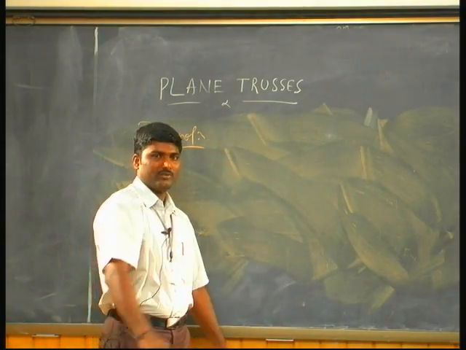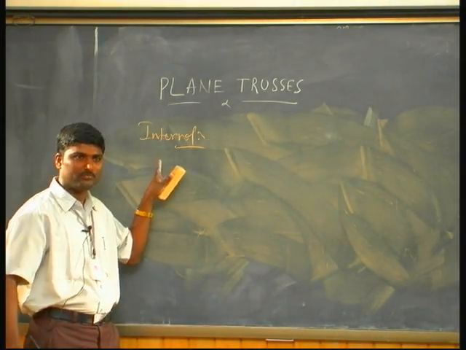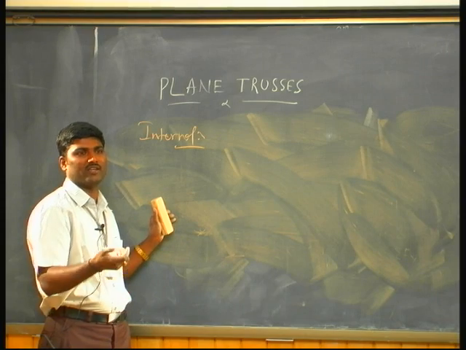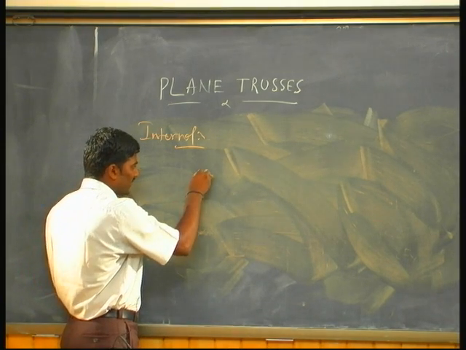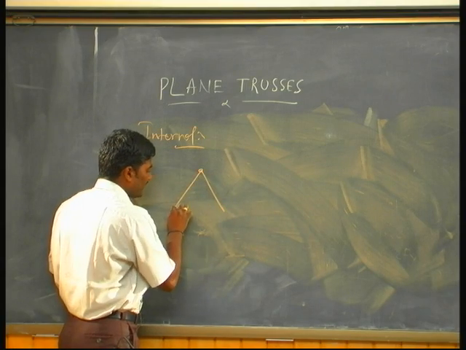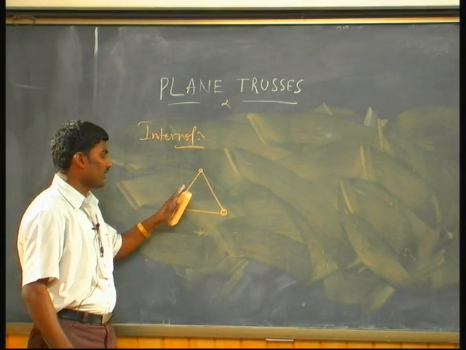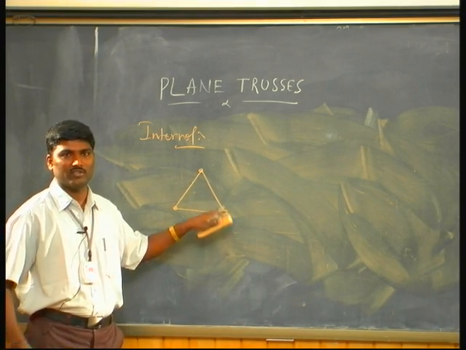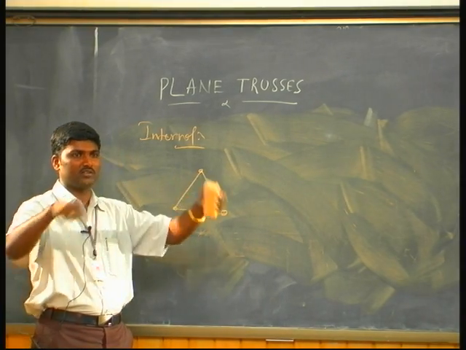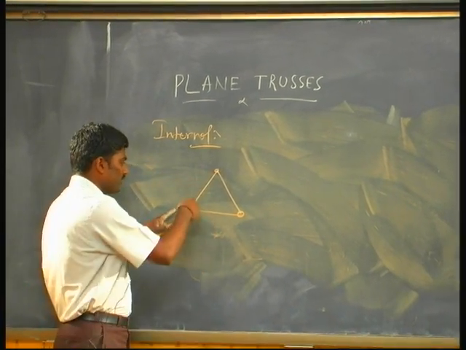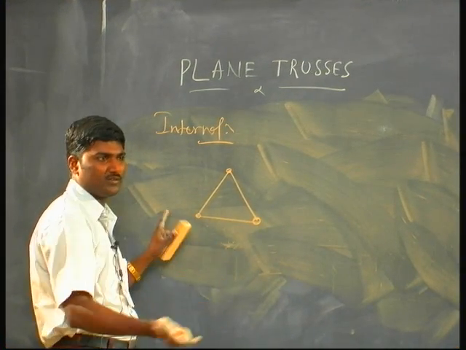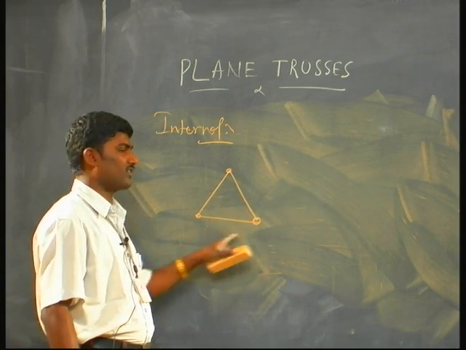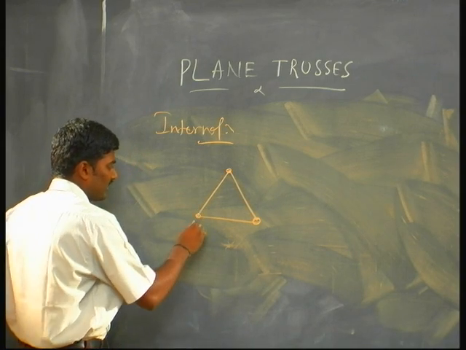Internal indeterminacy depends on, as I said, the members and joints. So internally, whether the truss is determinate or indeterminate. If I connect 3 members, 3 rods, by taking pins, you take 2 rods and connect them by a pin, and you take another rod and connect it by pins, so that becomes a truss. The simplest, basic form of a truss is this much.